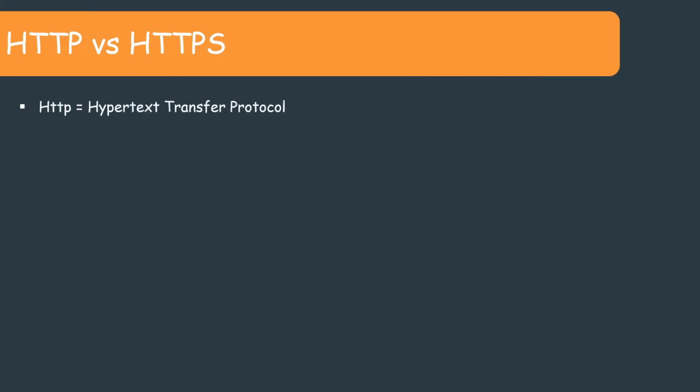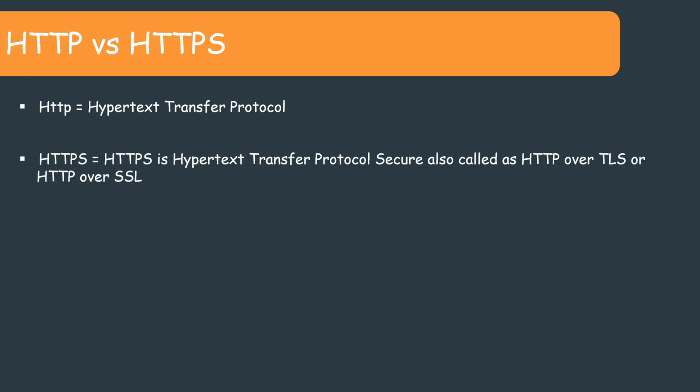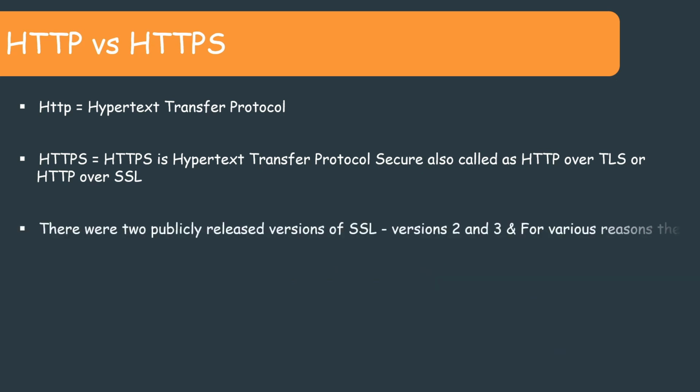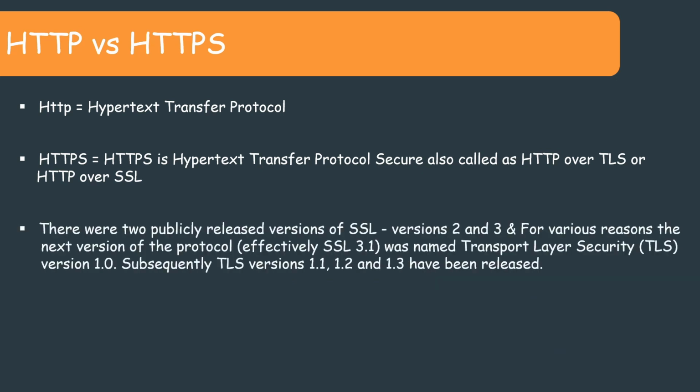Using HTTP protocol is fine for development purposes, but for the production environment, you must use HTTPS connection. HTTP is Hypertext Transfer Protocol and HTTPS is Hypertext Transfer Protocol Secure, also called HTTP over TLS or HTTP over SSL. HTTP uses clear text for communication between client and server, whereas in HTTPS, the communication protocol uses encryption for sending data to the server. So you might be wondering what is the difference between TLS and SSL.